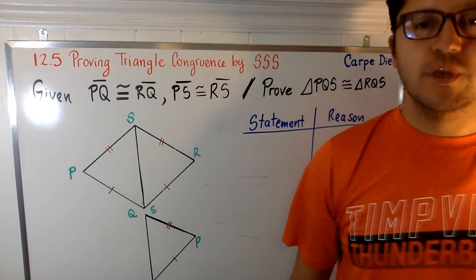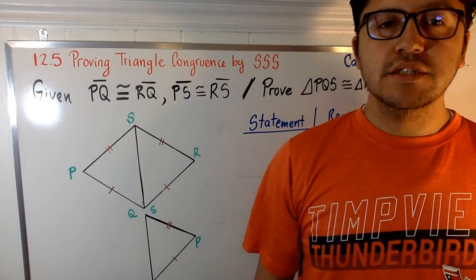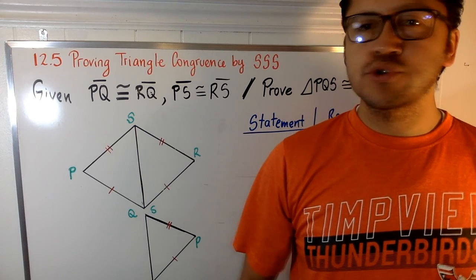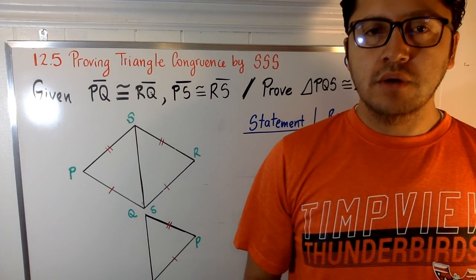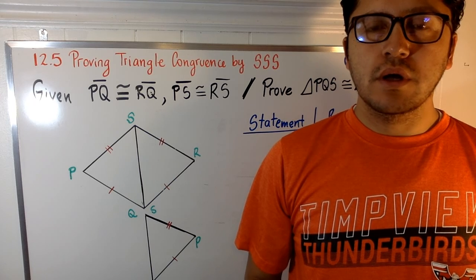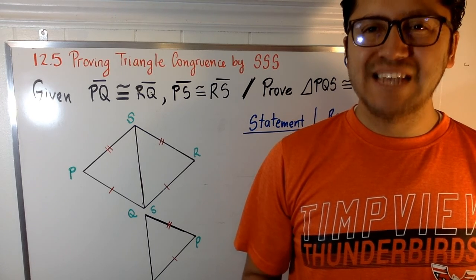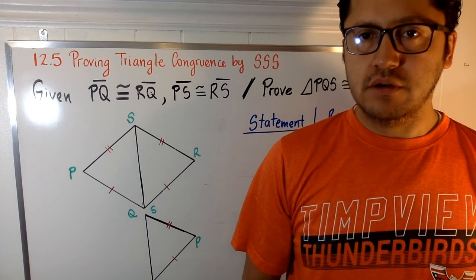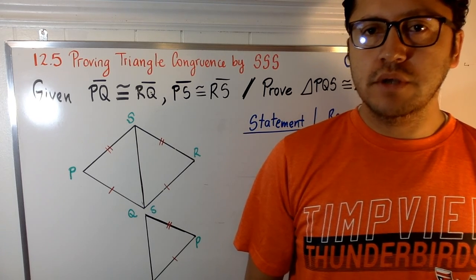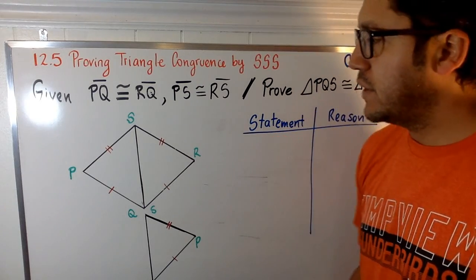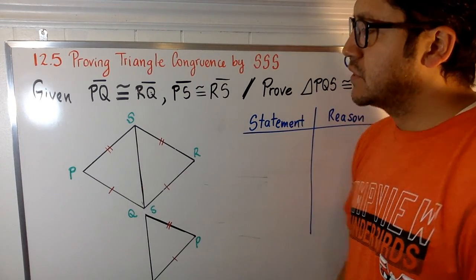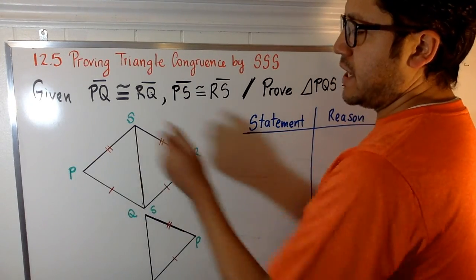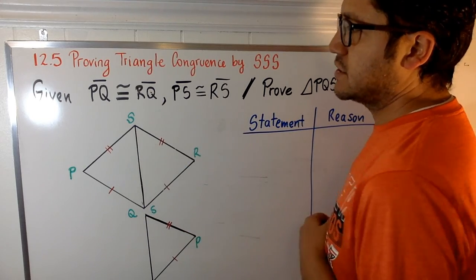Hello guys, now we continue with our lesson 12.5 and I'm going to show you one example on how we can use the side-side-side congruence theorem to prove that two triangles are congruent. So here's the situation we have. We have these two triangles here, triangle PQS and triangle RQS.